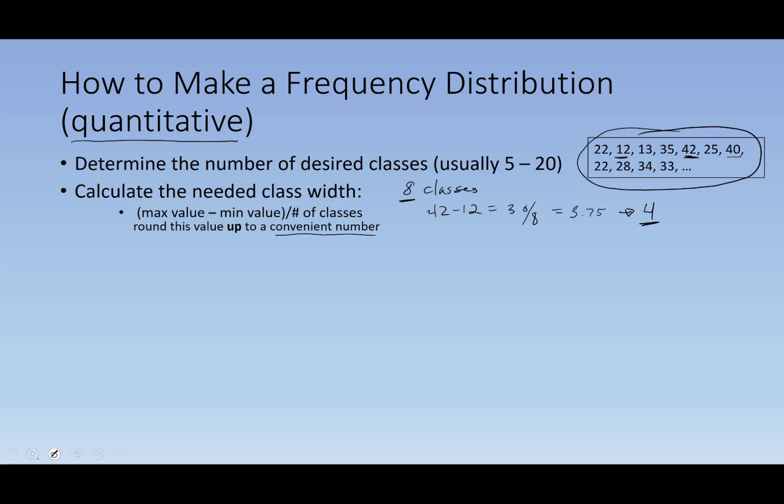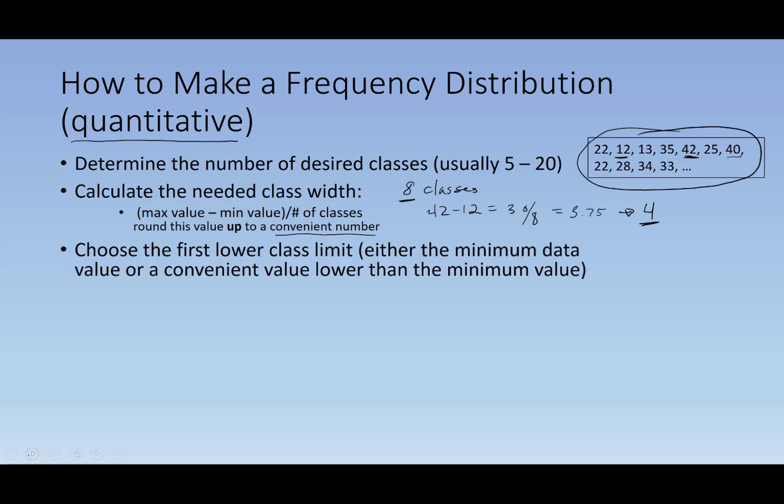Okay, so once we figure out our class width, now we have to choose what our first lower class limit's going to be. So in this case, since 12 is our minimum, it either has to be 12 or a number below 12. So I'm going to start with 10 for my first lower class limit.